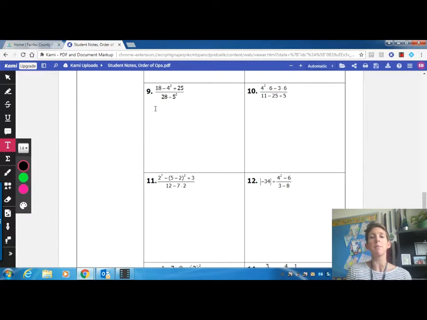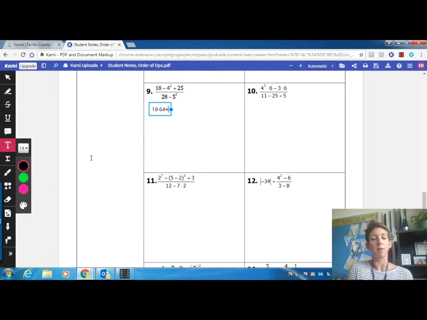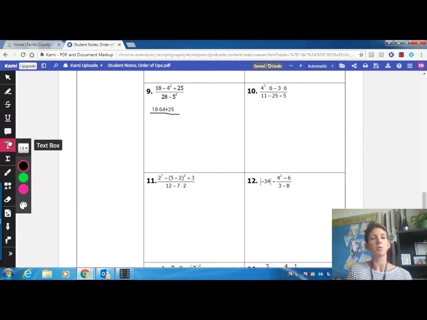So I'll start with number 9 and look at the numerator. I see that there's exponents there, so that's going to be my first step. 4 cubed is 64, so I'm going to write 18 minus 64 plus 25. I'm going to write a fraction bar for us using this tool. Sorry that it's not perfectly straight.